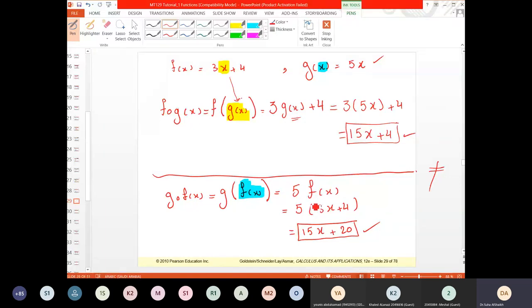I'm not getting you. Here it is 5 times f of x because the function is 5x. This is how the g of x looks like. It's 5x. It's 5 times the f of x in place of the x in 5x. Okay.